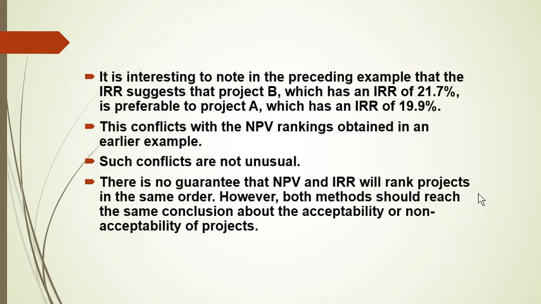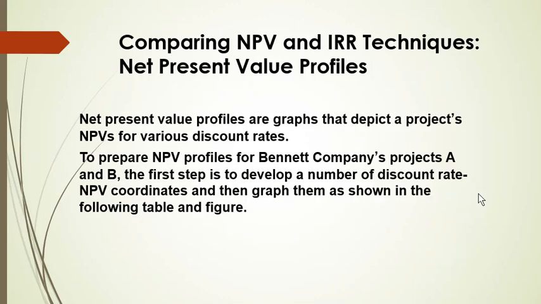The thing that's in question is the ranking, right? Which ranking mechanism should be best? We have a couple of things to show and talk about here, one of which is called a net present value profile. Essentially, it looks at a project's net present values at various costs of capital or discount rates.